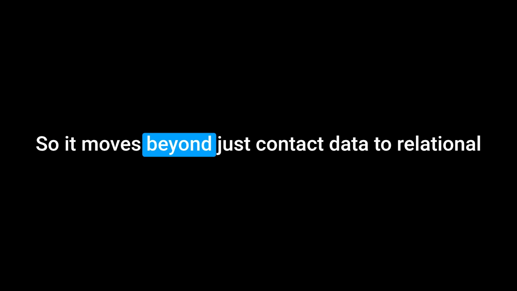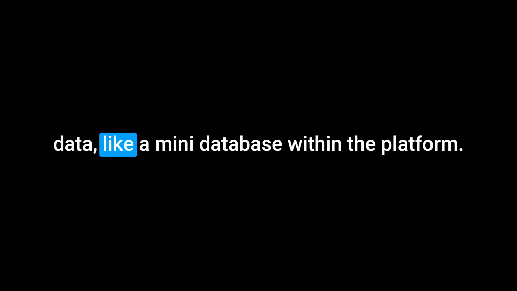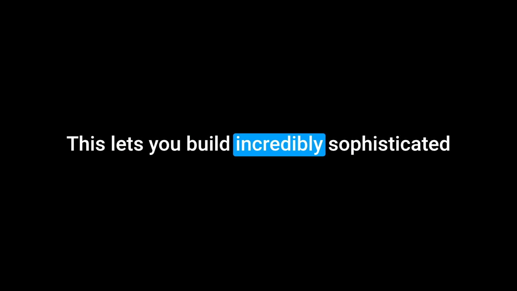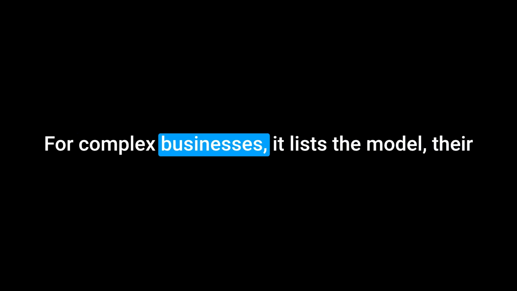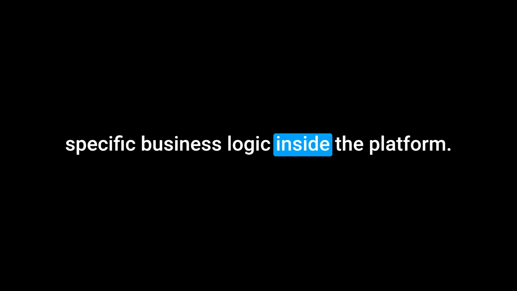I see. So it moves beyond just contact data to relational data, like a mini database within the platform. Exactly. It shifts ActiveCampaign from being primarily contact-centric to being truly customer-centric, understanding complex relationships between data points. This lets you build incredibly sophisticated automations based on things like subscription status changes, specific product usage, contract renewals, things you just can't easily do with custom fields alone. So this is that expand part of land and expand in a big way for complex businesses. It lets them model their specific business logic inside the platform. Precisely. It offers a level of data modeling you typically only find in more advanced CRM or even ERP systems.